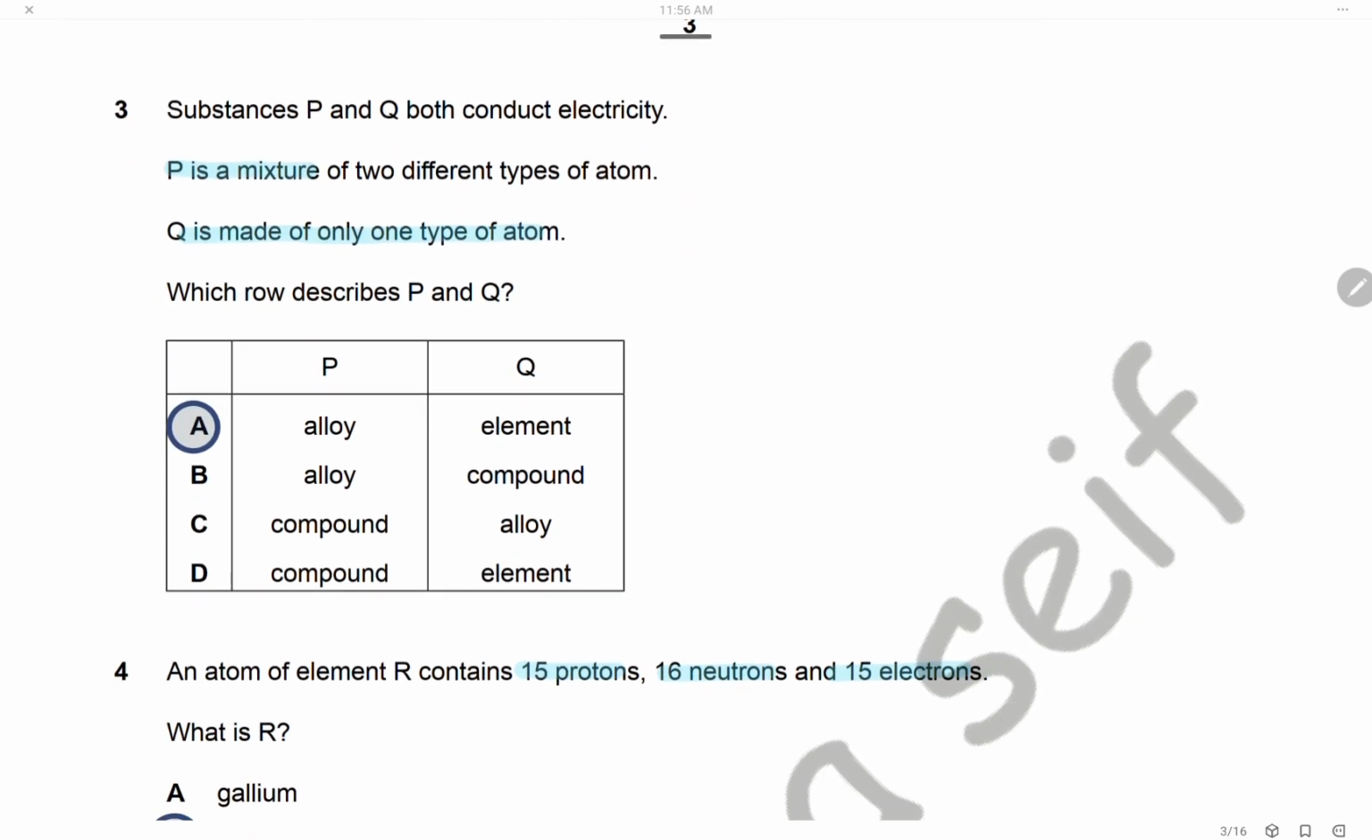Question 3. Substances P and Q both conduct electricity. P is a mixture of two different types of atoms. Q is made only from one type of atom. So one type of atom, that means Q is an element. P is a mixture of two different atoms, that means a mixture of two different elements. That's why P is an alloy and Q is an element. The answer is A.